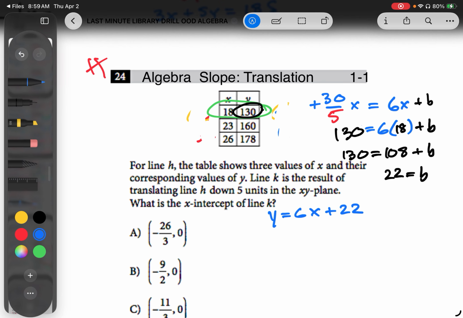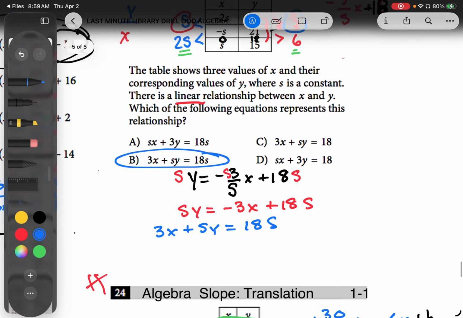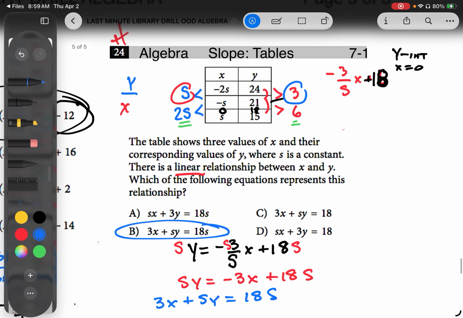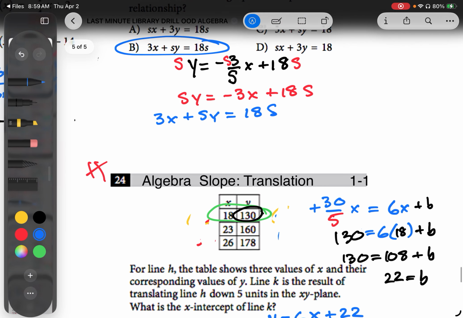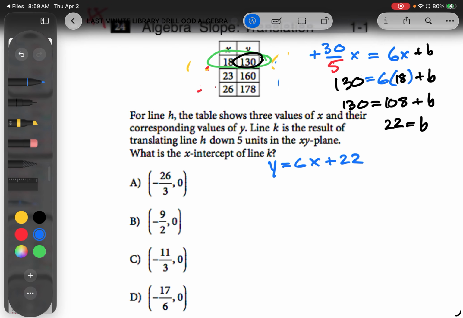All right, the big question you might be thinking right now is, should I use this in Desmos? Yeah, this one could be used in Desmos, but you need to know what you're doing. The previous question, number 24, the one that came before with the S, I wouldn't use Desmos on. It's going to be confusing. And plus, it wasn't that hard to consider for Desmos. Right now, we got y equals 6x plus 22.